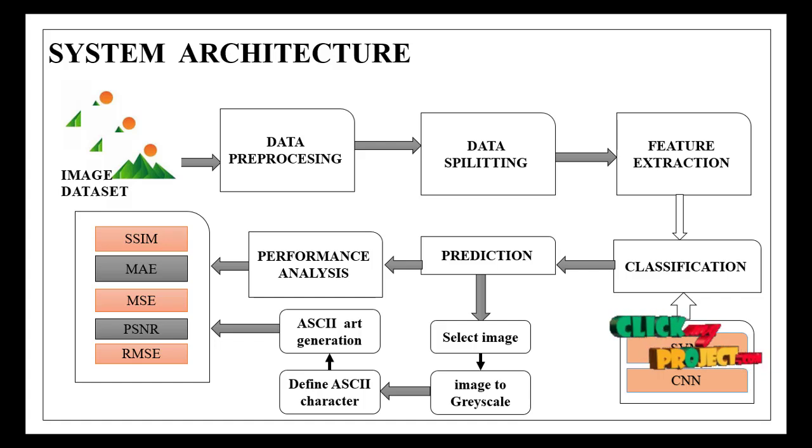For the prediction, first we select the image from the data set and then convert the image to grayscale, and then define the ASCII characters for ASCII generation. After the ASCII generation we do the performance analysis: SSIM, MAE, MSE, PSNR, and then RMSE.